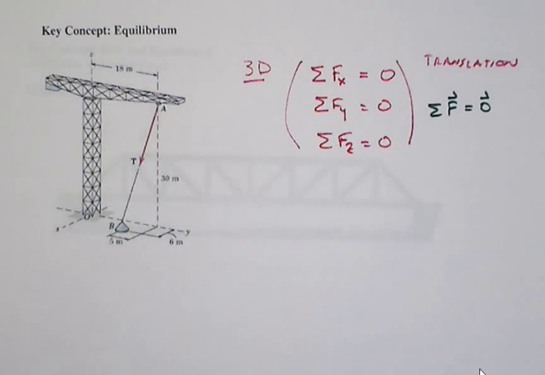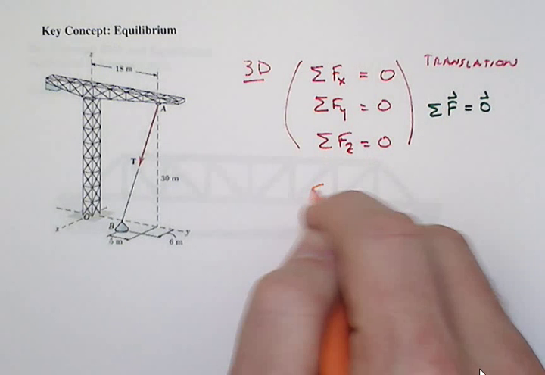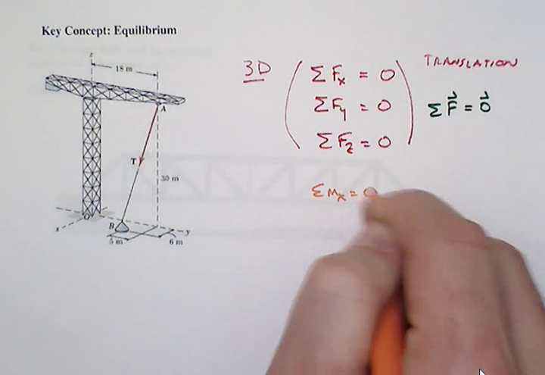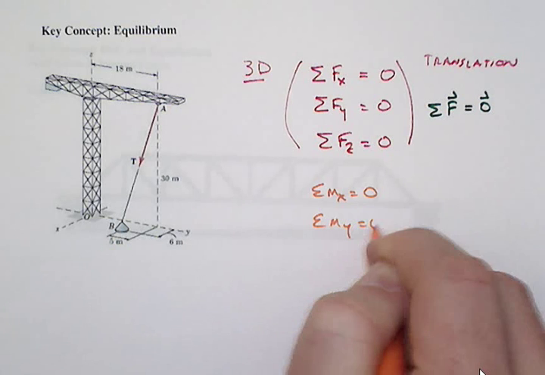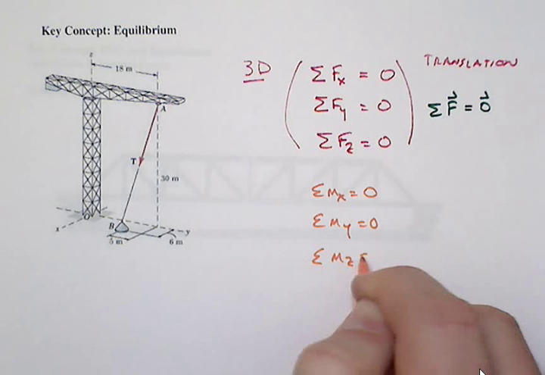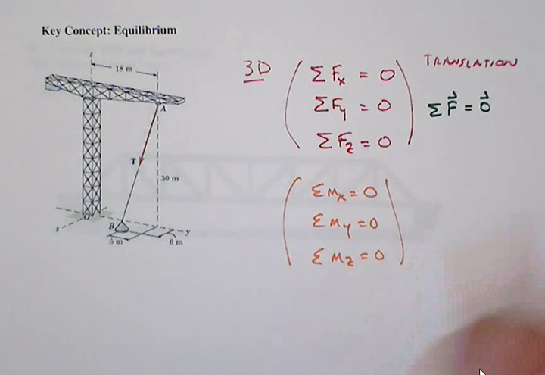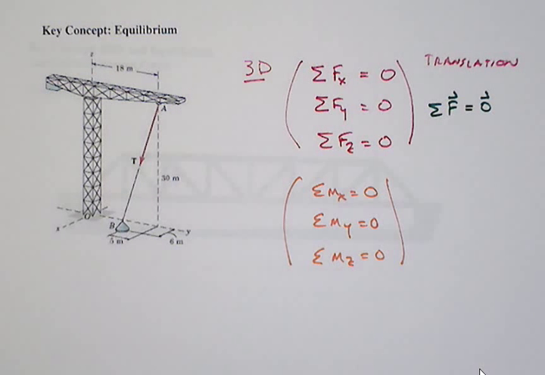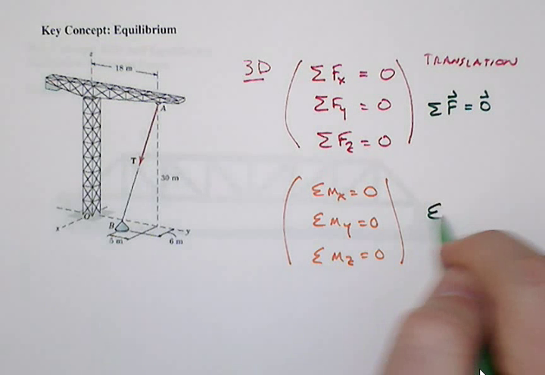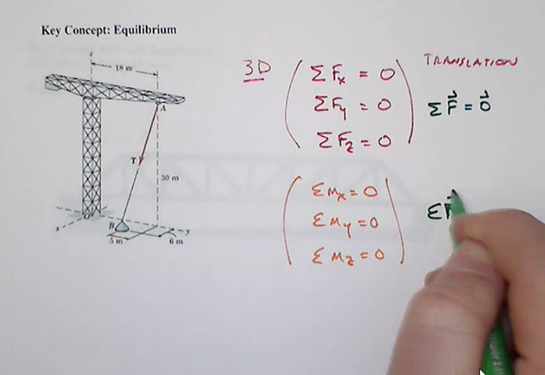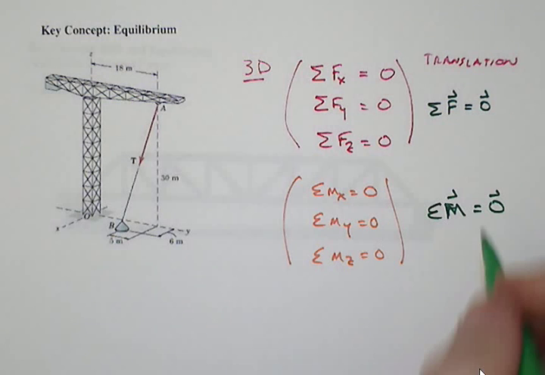And likewise we can also have three possible rotations, one rotation about each axis, and in that case the sum of moments about the x-axis equals zero, the sum of moments about the y, and the sum of moments about the z-axis, all of those equaling zero. And there again we can write a single vector equation that would be the sum of moments equaling zero.